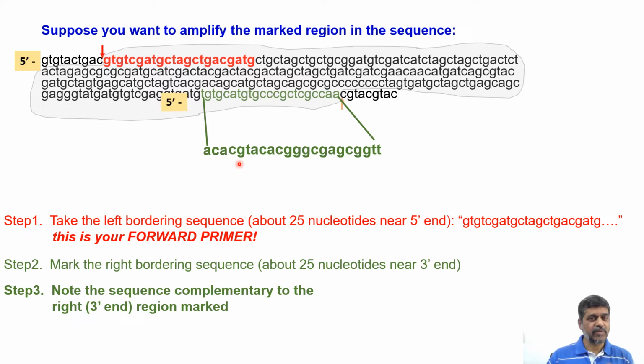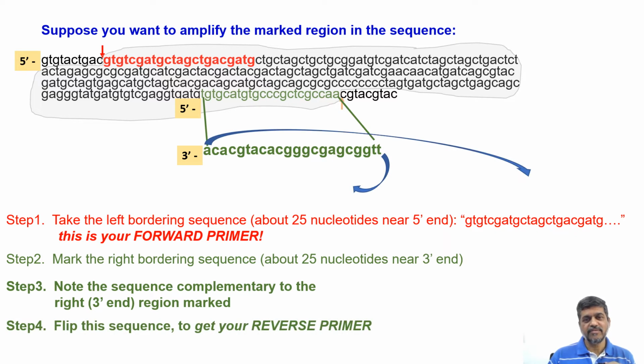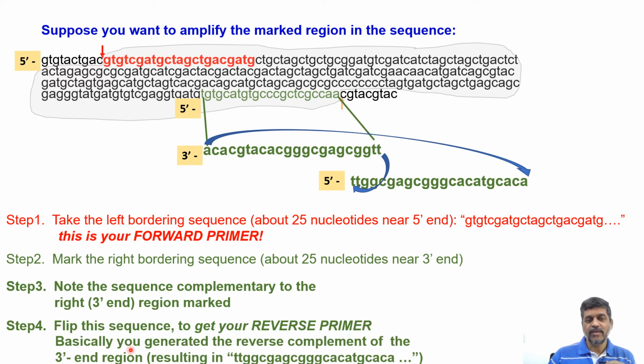But please remember that this is the 5' end in the original sequence, and on the complementary sequence, the A represents the 3' end of that region I have marked. So I have to flip it so that the 5' end comes on the left. That's it. If I do that, basically I generated the reverse complement of the 3' end of the target region.